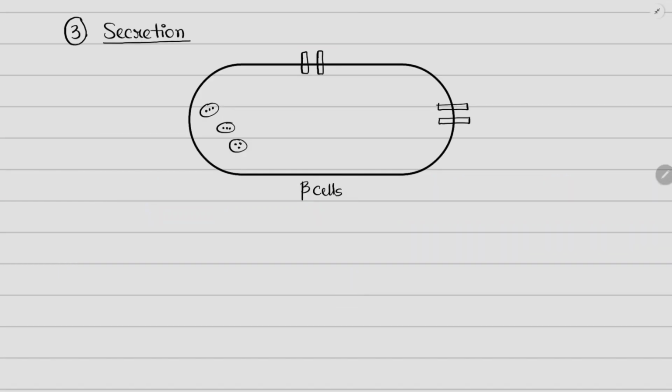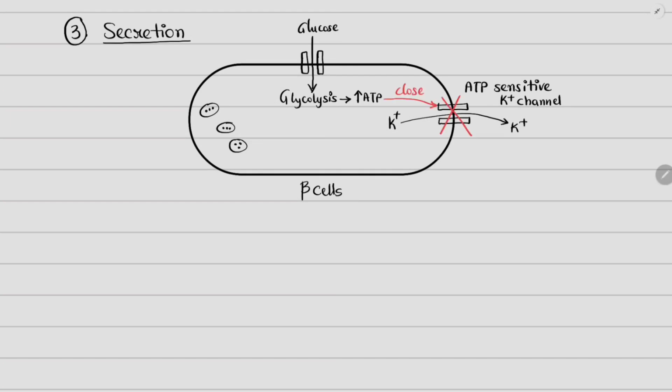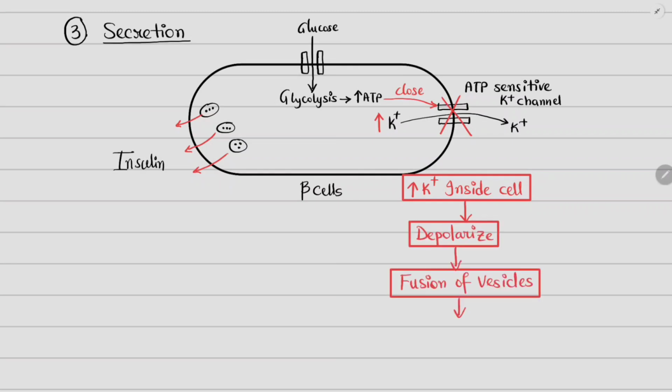Now the mechanism of secretion of insulin from beta cells is very interesting. In beta cells, potassium ion normally gets secreted by the ATP sensitive potassium channel. Now in presence of glucose, when it enters the beta cell, glycolysis occurs which causes increase in ATP. Now ATP closes the ATP sensitive potassium channel, which causes increase in concentration of potassium ion inside the beta cells. Now this results in insulin secretion from the beta cells. Basically, to summarize, potassium ion inside the cell increases, which depolarizes the cells, which causes fusion of vesicles containing insulin and ultimately increase in insulin secretion due to release of insulin.